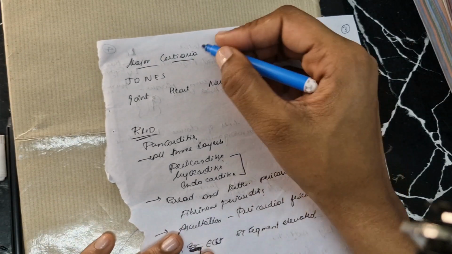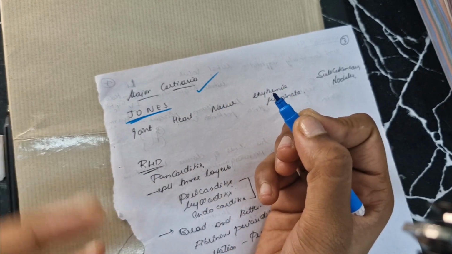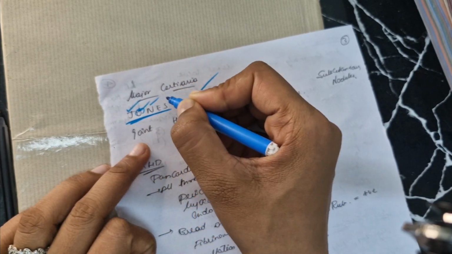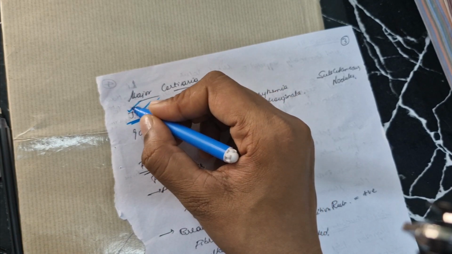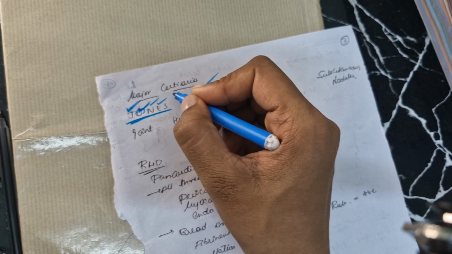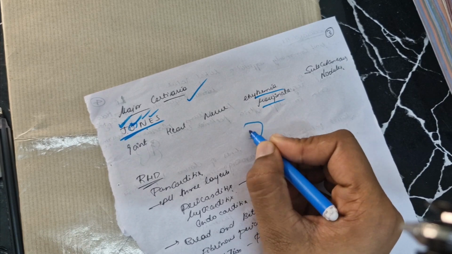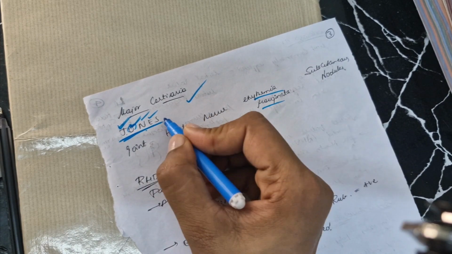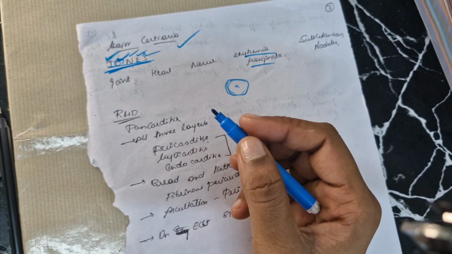The major criteria involve the structures affected in rheumatic fever: joints, heart, nerves. You can remember this as ZONES. J for joints, O for heart, N for nerves, E for erythema marginatum, because the margins will be red in color whereas the central part will be pale, and S for subcutaneous nodules. First, coming to rheumatic heart disease.